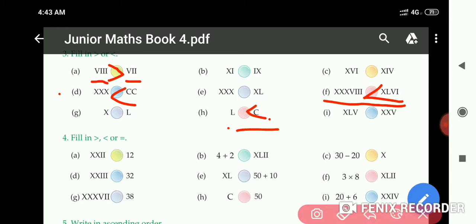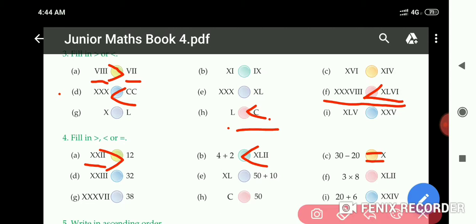Now question number 4. Fill in greater than, less than or equals to. Again we have to identify the Roman numbers, compare them with the digit, then we have to put the sign. First one is given 22 and it is 12, so it is greater. 4 plus 2, 6, and this is XL2, that is 42, so this is greater. 20 is subtracted from 30, that is 10 and it is also 10, so here it comes equals.